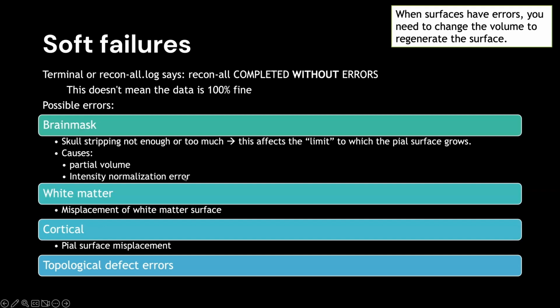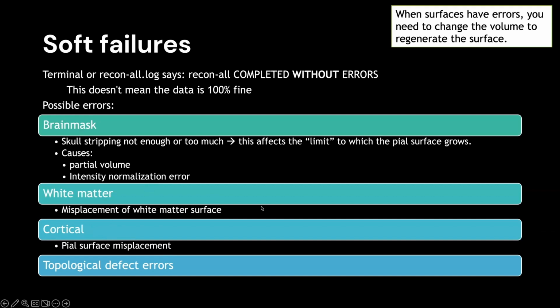The second question is, are my surfaces okay? So is my white surface and my cortical, or my gray matter pial surface okay? Are they where they're supposed to be? If you see there are errors with the surface, you need to correct the volume. And I'm going to show you how to do this, because as I told you at the beginning, the surface grows from the volume.